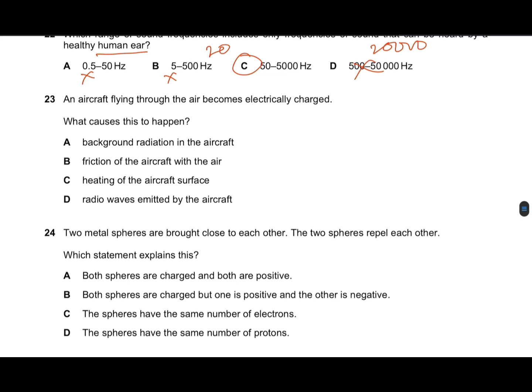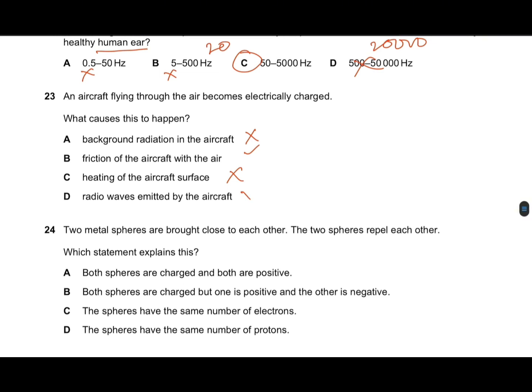An aircraft flying through the air becomes electrically charged. So why is that? What causes this to happen? Background radiation in the aircraft: this is something related to radioactivity, which is not possible. Friction of the aircraft with the air: it could be a possibility, let's look at the other options. Heating of the aircraft surface: if the aircraft surface becomes heated, it will not aid electrical charging. Radio waves emitted by the aircraft: radio waves can be emitted by the aircraft, but it has nothing to do with electrical charge. So the correct option that we have is B.